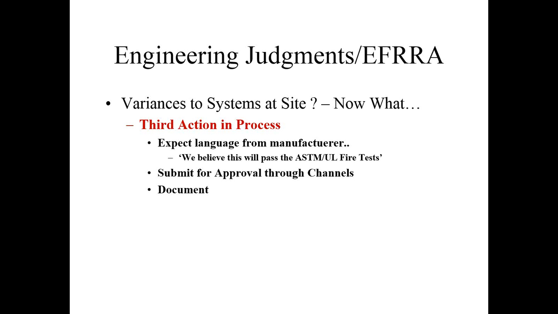When you're getting an engineering judgment, the key thing that you need to ask is, what is the manufacturer's position on the engineering judgment? Some manufacturers put this right on the bottom: we believe this will pass the ASTM E814, UL 1479, E2079, S115 fire test. That's critical language for the contractor and the building owner or manager to have on that engineering judgment, because it puts the manufacturer's stamp on whatever they do.